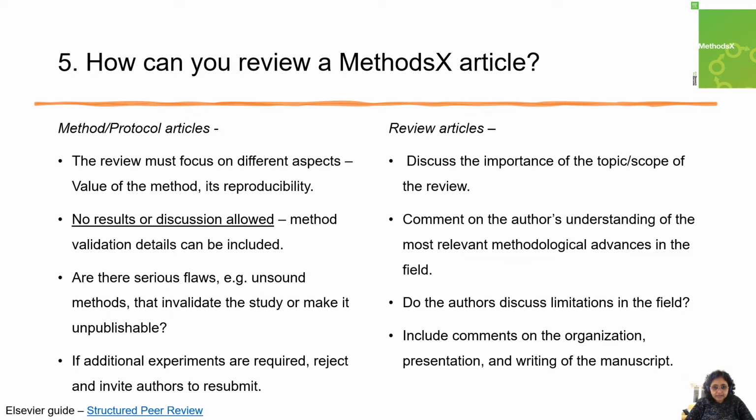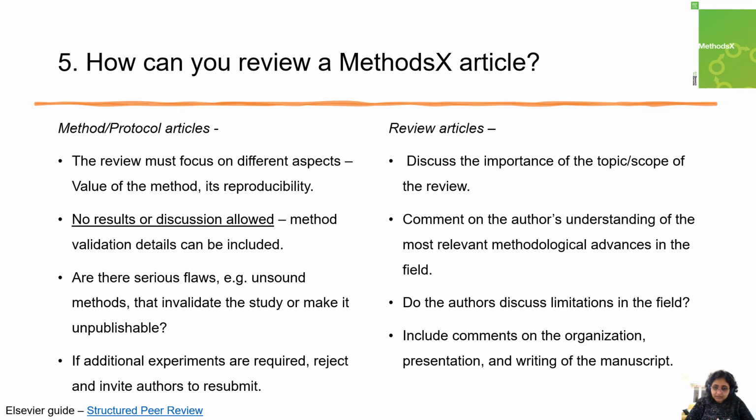As we have different article types at MEX and each of them must be reviewed differently, let us move on to the differences between reviewing a methods article versus a review article. Now, for method or protocol articles, the review must focus on different aspects, such as the value of the method or its reproducibility. Whereas for review articles, it's important to discuss the importance of the topic and the scope of the review. Secondly, for a method or protocol article, no discussion or results are allowed. So the method validation details can be included, but apart from that, we do not have a results section.